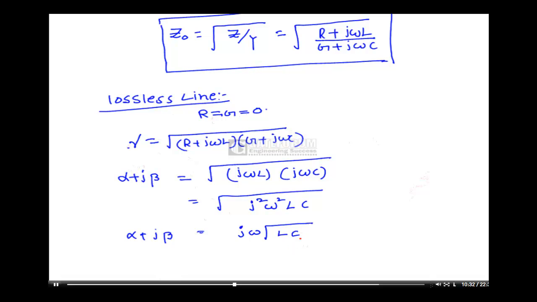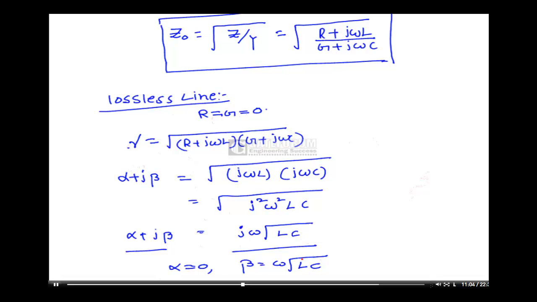If you compare the right-hand side to the left-hand side, what can you get? Alpha is equal to 0, whereas beta is equal to omega root LC. That is, for a lossless line, the attenuation constant is equal to 0. That is true; only then can we say that it is lossless. Whereas the phase constant exists. Phase constant exists means the wave is propagating.